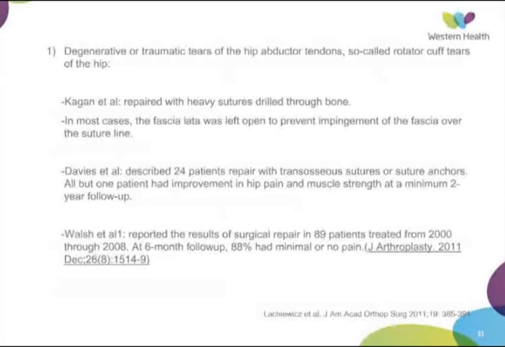All except the one, 23 of the patients improved. The pain has improved and the strength returned back to normal in 2 years follow-up.